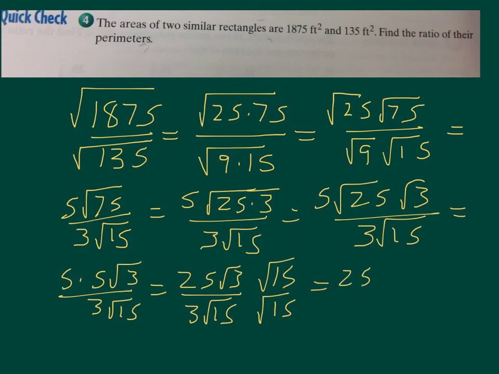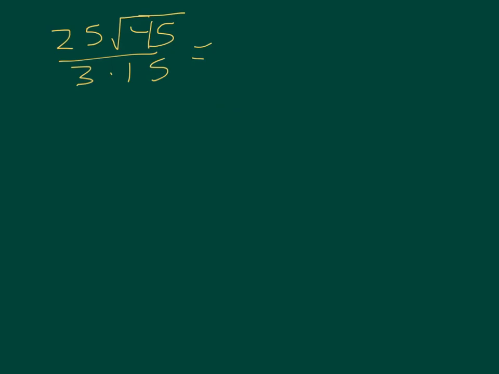On top we get 25 times the square root of 45. On the bottom, we're going to get 3 times 15. Square root of 15 times square root of 15 is 15. Now I'm going to need to continue this on to the next slide. This is what I had from the previous slide. We're going to have 25 times the square root of 45 over 45.